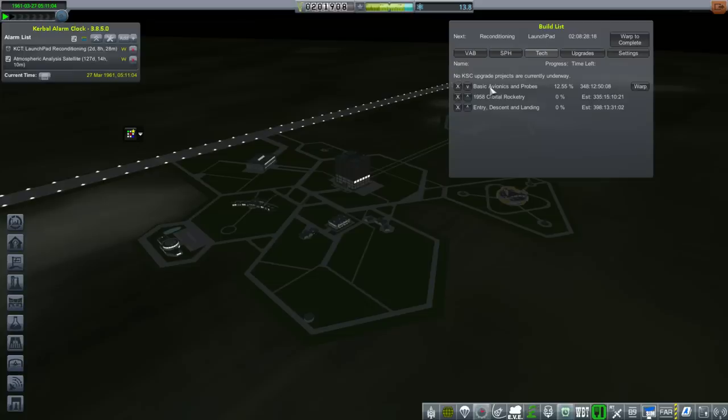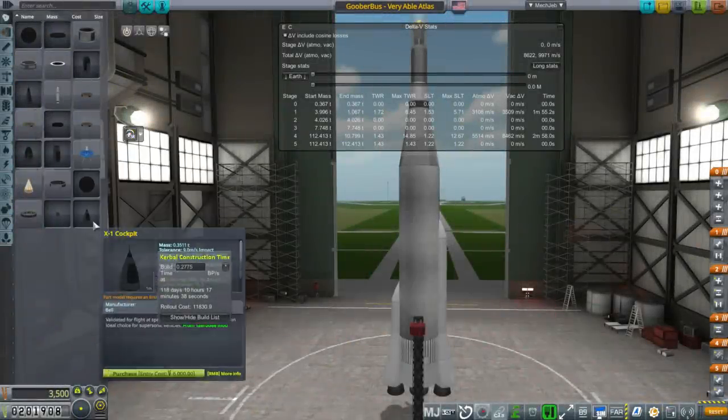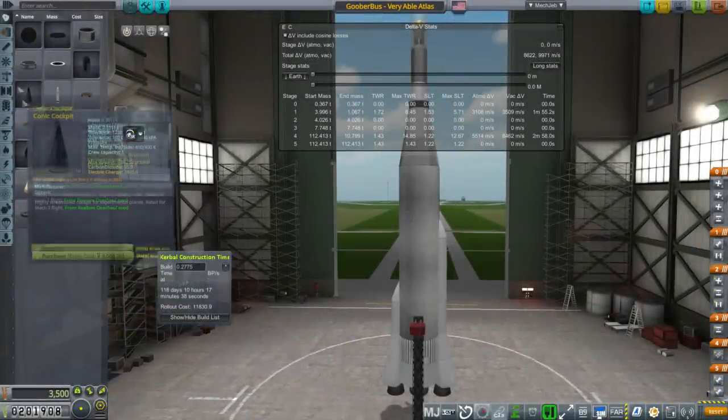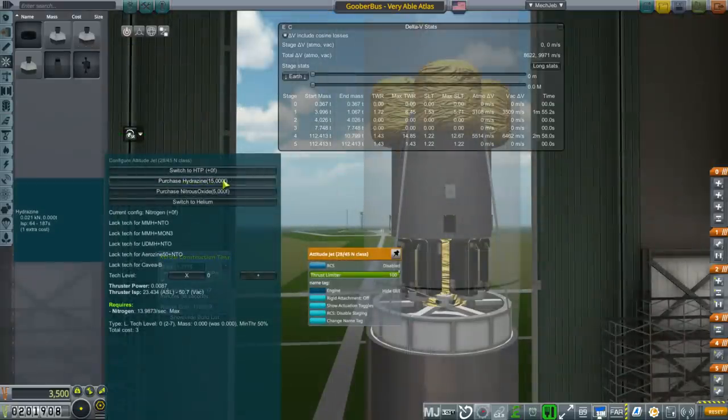And we're unlocking basic avionics and probes here. We can get the heat shields in entry, descent, and landing. I think we unlocked one technology, and maybe that has better probe cores for probes. Let me take a look. No, I thought we had unlocked something, but I sure don't see that. I think what we did get was hydrazine. Yeah, wow, 15,000 funds. I mean, it's worth it, but I'm feeling a little bit light on the cash right now.